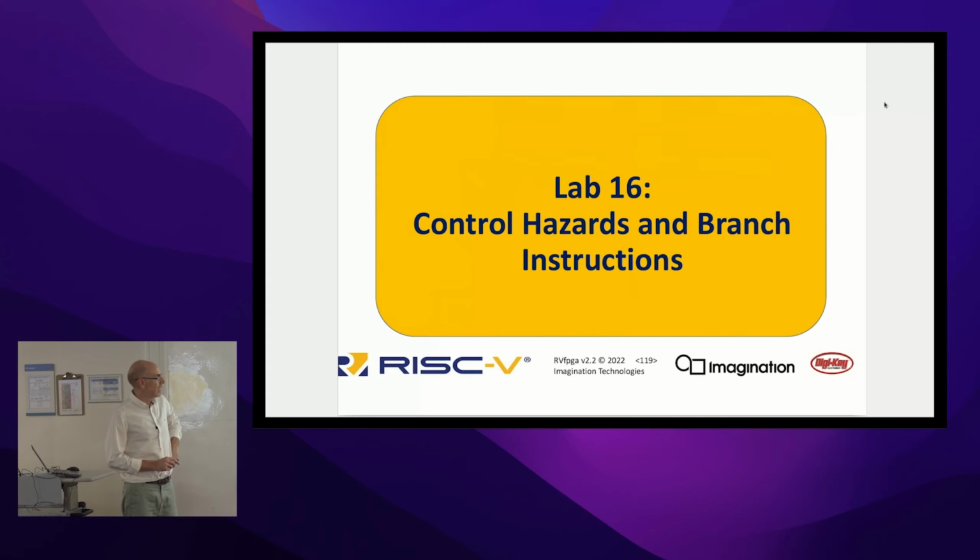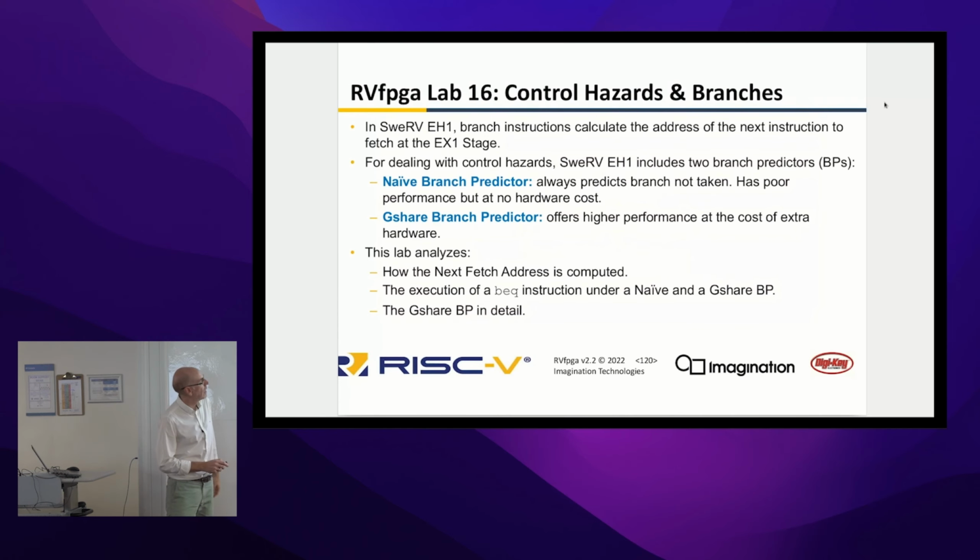Lab 16 is about control hazards and branch instructions. Let me go very quickly through this lab. Branch instructions compute the address of the next instruction to fetch at the X1 stage. So there are several cycles that would be lost if we don't do a prediction.